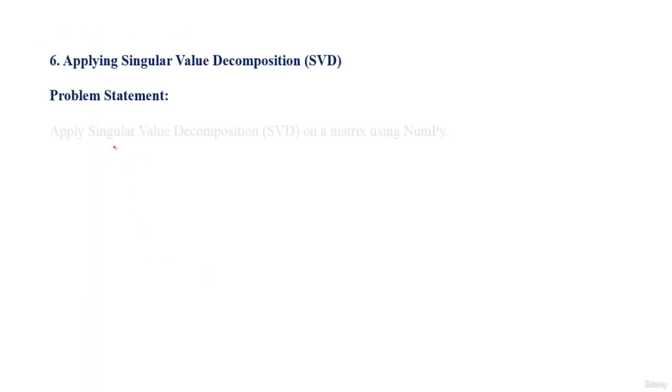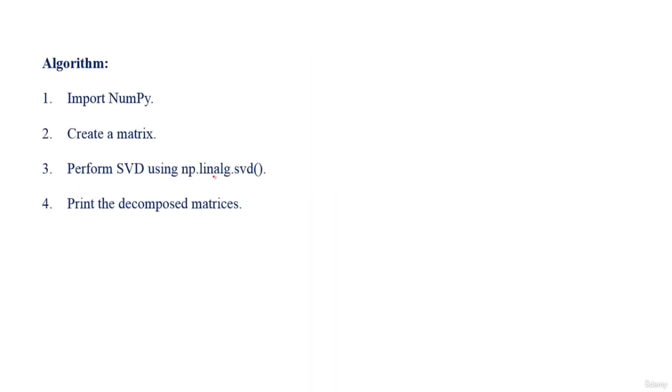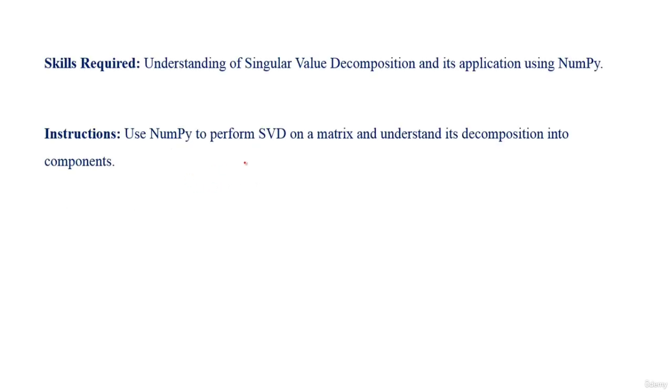The last problem statement is to apply singular value decomposition on a matrix using NumPy. For the matrix, we will have a two-dimensional array. I will follow this step using linalg.svd, the singular value decomposition that I already discussed. So this is the solution: importing NumPy, a two-dimensional array. It will return three components, U, S, and V transpose. These are the variables, and we show their results to the user.